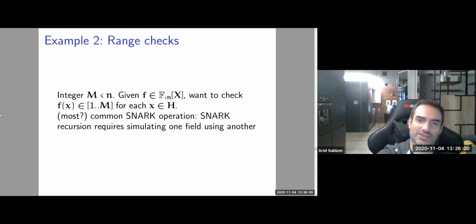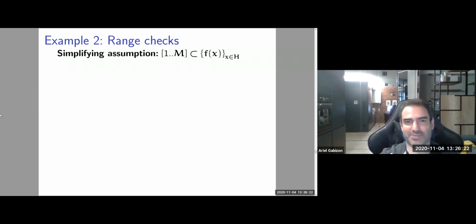And this leads to this question. I have some committed polynomial, and I want to check that all its values are in some bounded range 1 to m. So now let me show you the protocol we have. And like I said, we're looking for potentially better, smarter protocols. So first, let's make this simplifying assumption that all the values in the range are contained in the values of f. And we're just checking that there's nothing outside of this range.